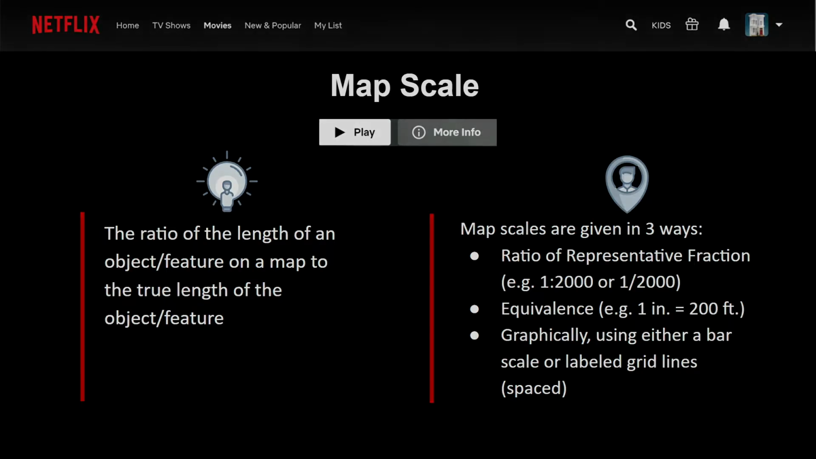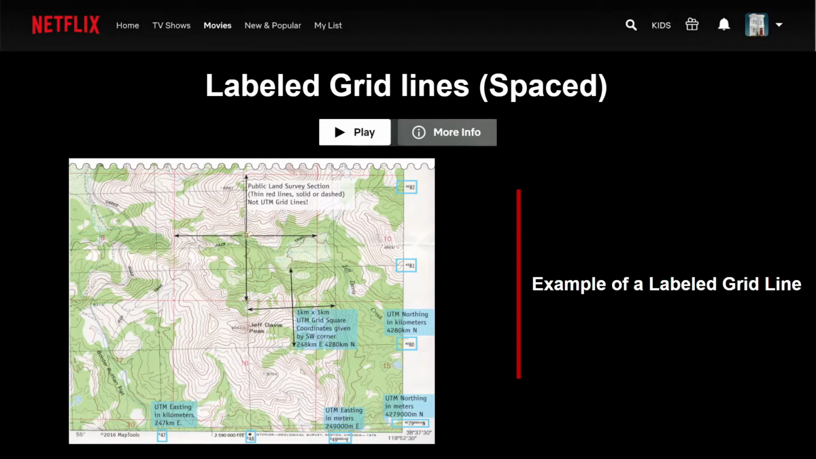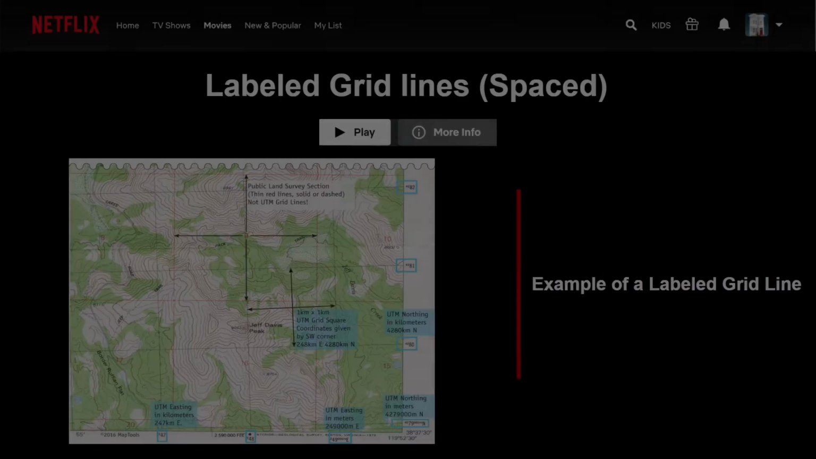Next slide, please. Here we have an example of a bar scale, and the next slide. Next slide, please. We have an example of labeled grid lines. Next slide, please.